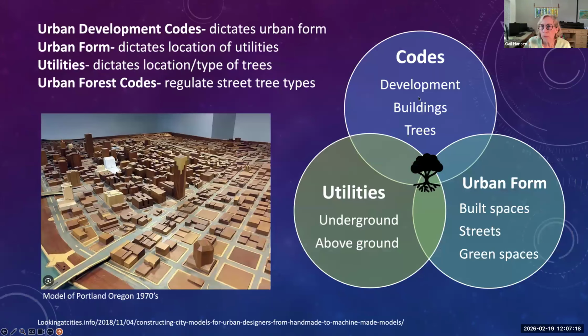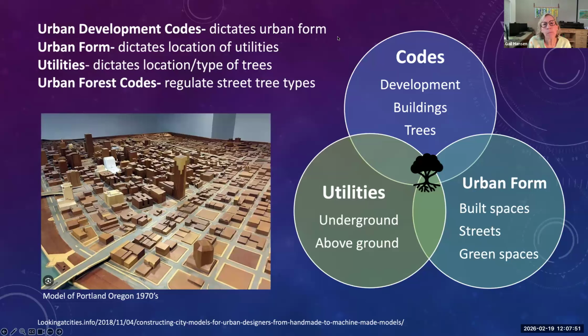So I have this diagram here, and it shows the connection between the three things I listed: the codes, urban form, and utilities. In the top circle, codes, I'm talking mostly about development codes and planning codes, but also codes for buildings. And then in many cities and municipalities, they'll also have tree codes, especially for street trees. So those are the code area.